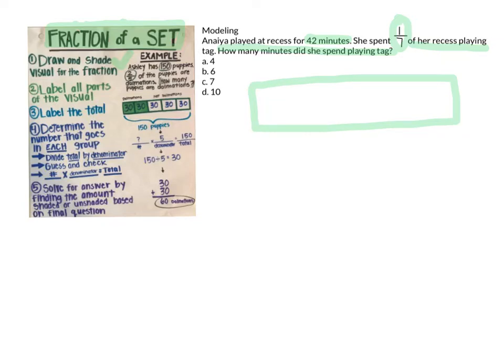The next thing I need to do is split up my whole into equal pieces. To find out how many equal pieces we need to split our whole into, we look at our denominator. My denominator here is 7. So I'm going to split this whole into 7 equal pieces.